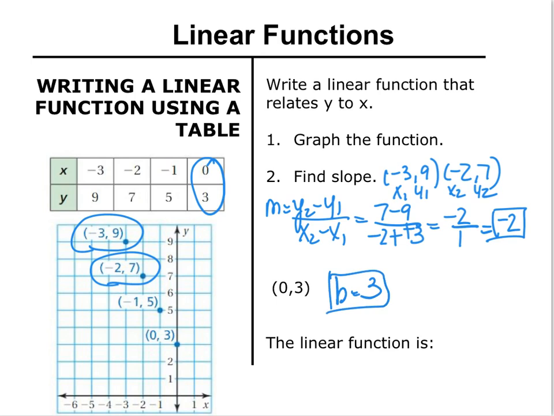Now I can put it all together to get the linear function, y equals mx plus b, and my slope is -2, so -2x plus 3. So my function for this line is y is equal to -2x plus 3.